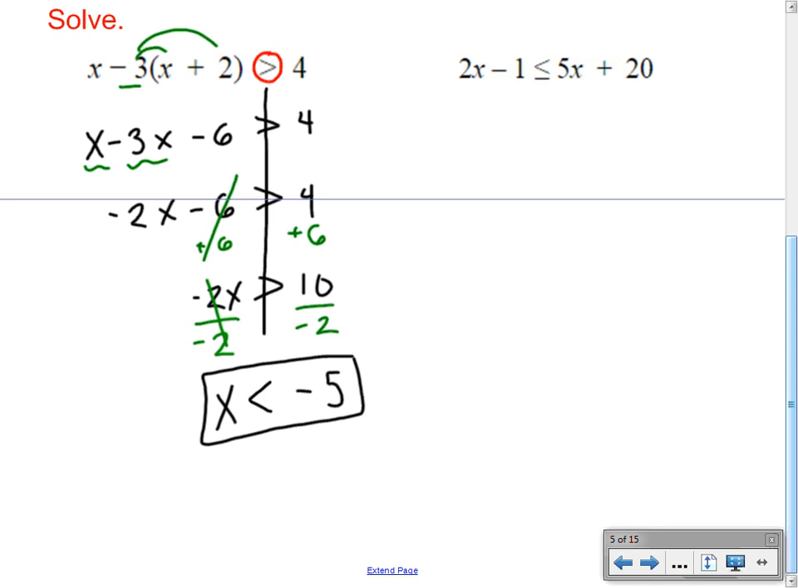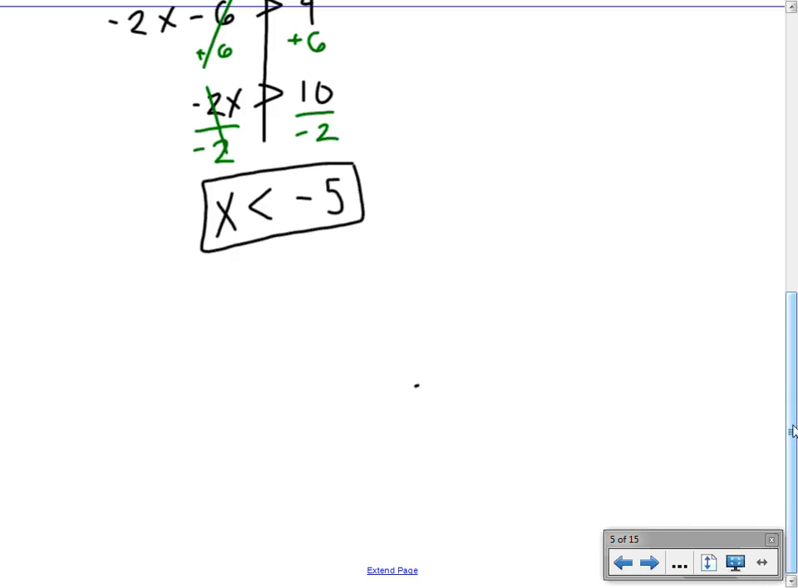If you look at the original inequality that we started with, any number less than -5, if I plug it in, is going to make that inequality true. So let's just do a little test here. I'm going to pick a number that is less than -5. So let's use -6.